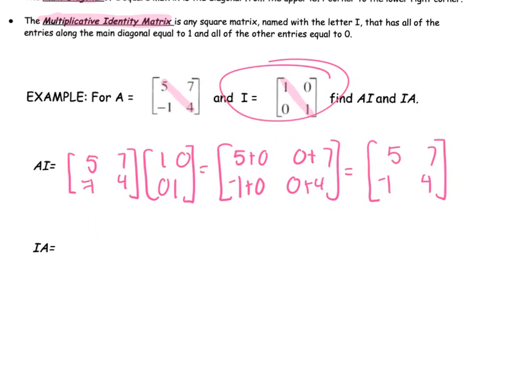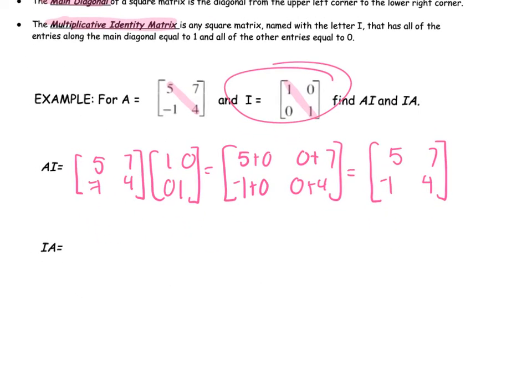I want you to try on your own. I want you to try doing this I times A and see what happens. Hopefully you notice that even when I flip it, you're still going to get your matrix back when you multiply by the identity.